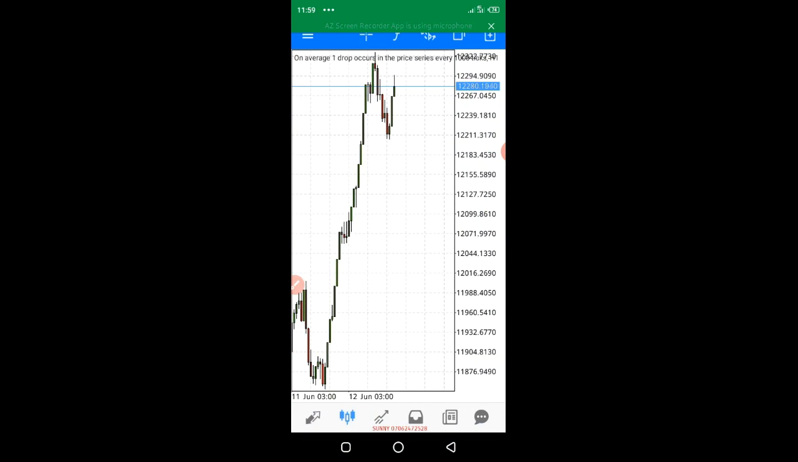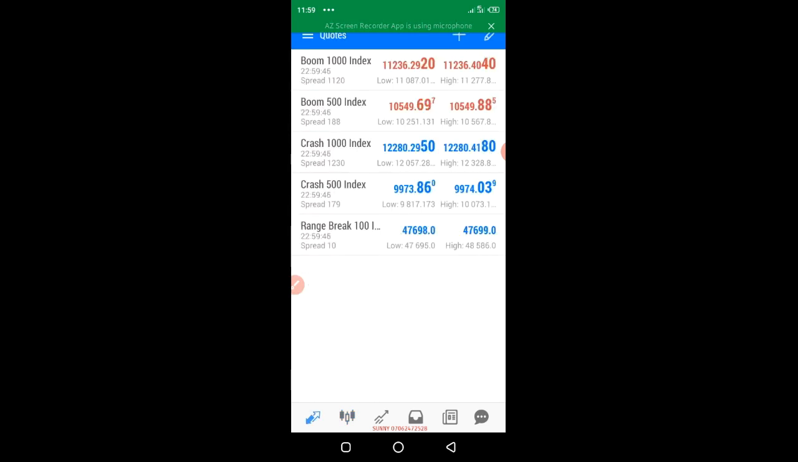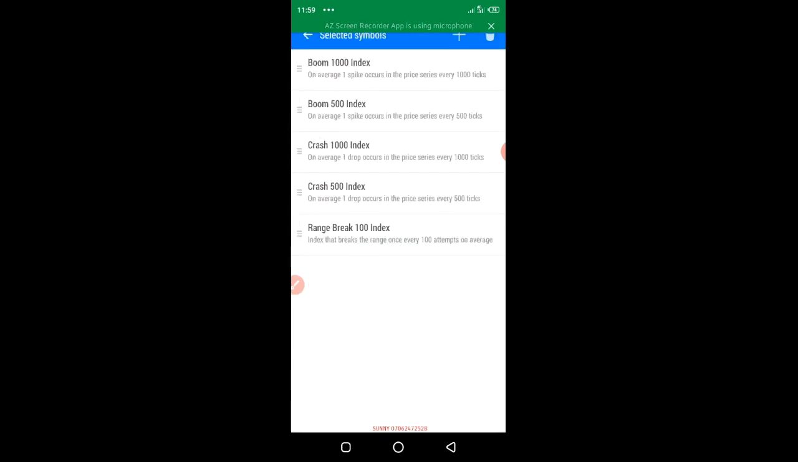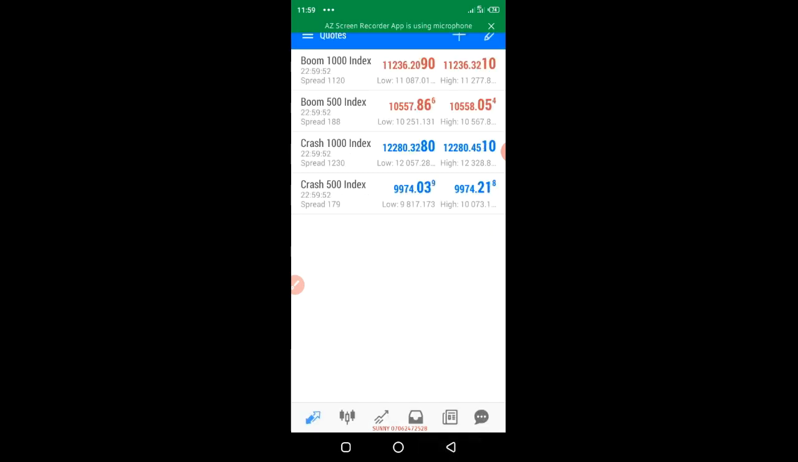I'm going to teach you a strategy I normally use to trade Boom and Crash. It's very straightforward and simple. Let me remove this chart that I'm not using, this range break. I'm going to teach that later. Now we only have Boom and Crash.